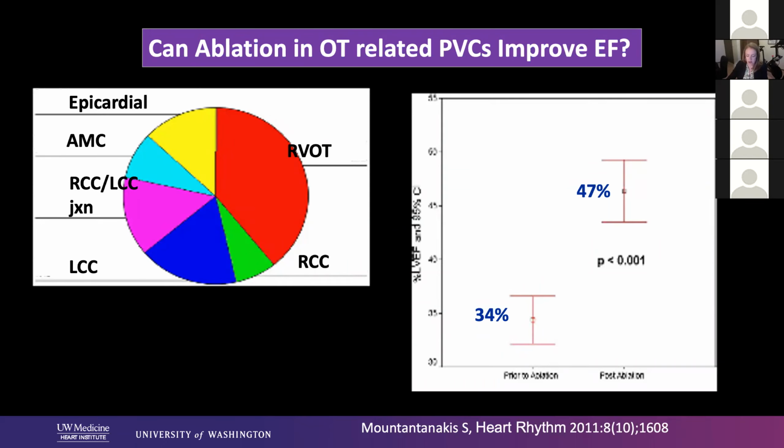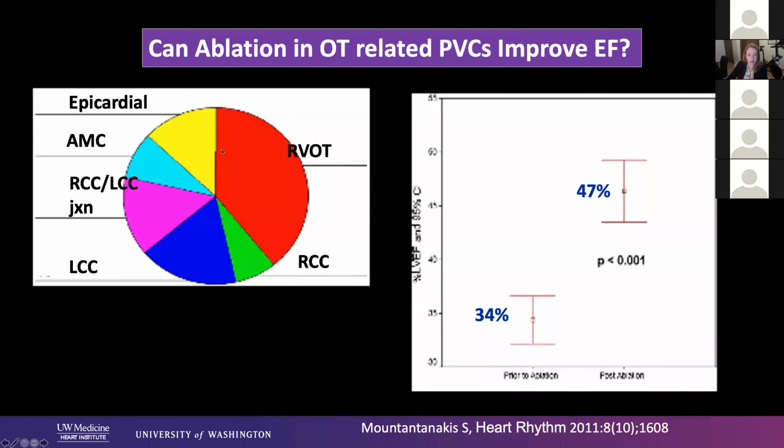So this is from Stavros Montagnakis when he was a fellow at Penn, a year behind me, a decade ago. Seems like a long time ago now. So these were folks referred for PVC ablation of outflow tracts, and you can see the distribution here of the regions, epicardial being a smaller number, but maybe larger than a general cohort of outflow tract PVCs because of the referral bias at Penn.